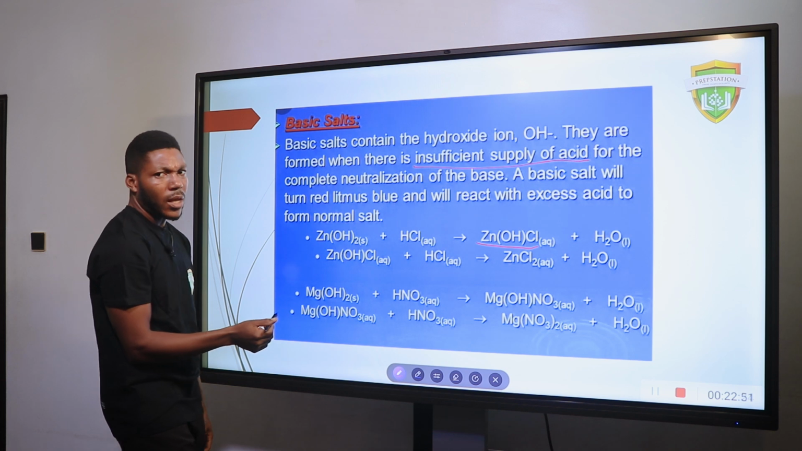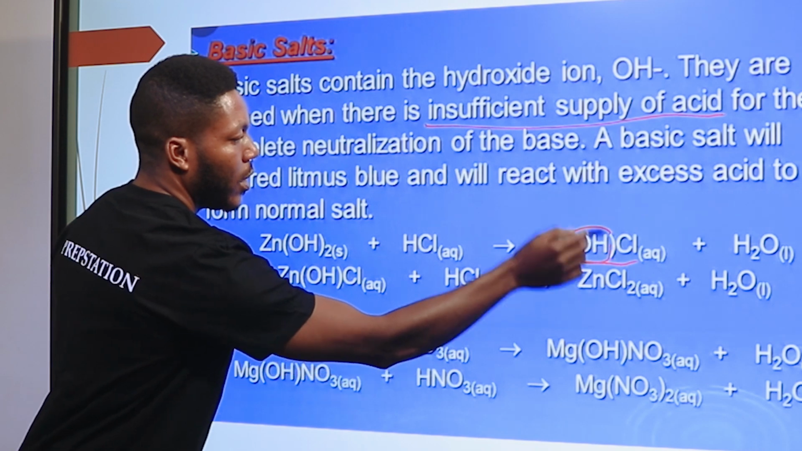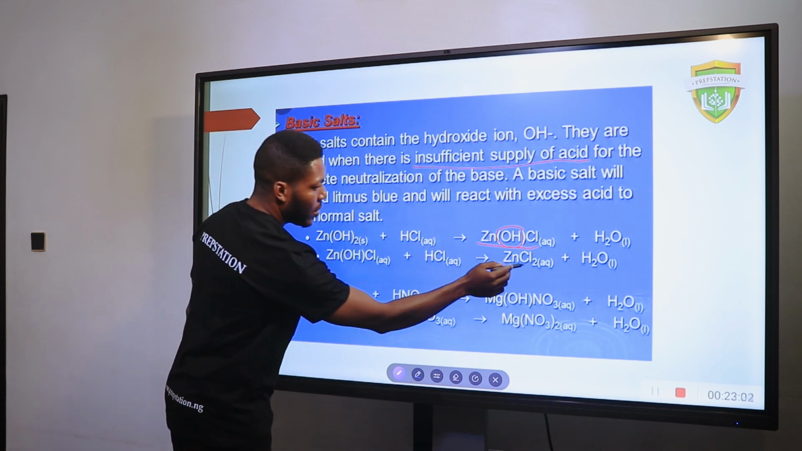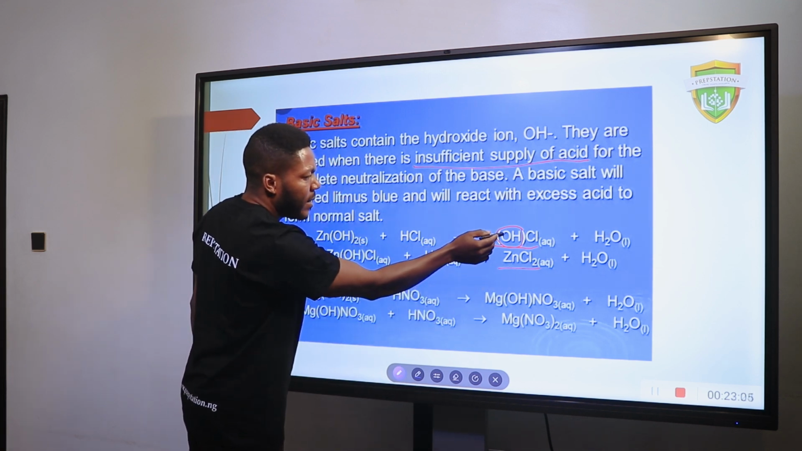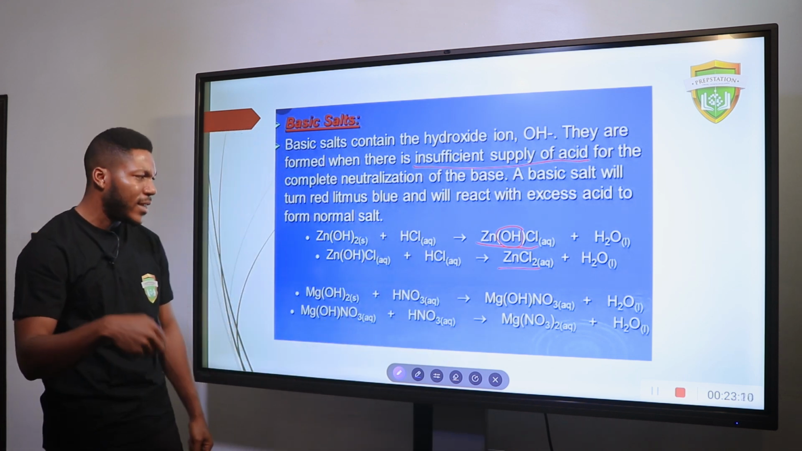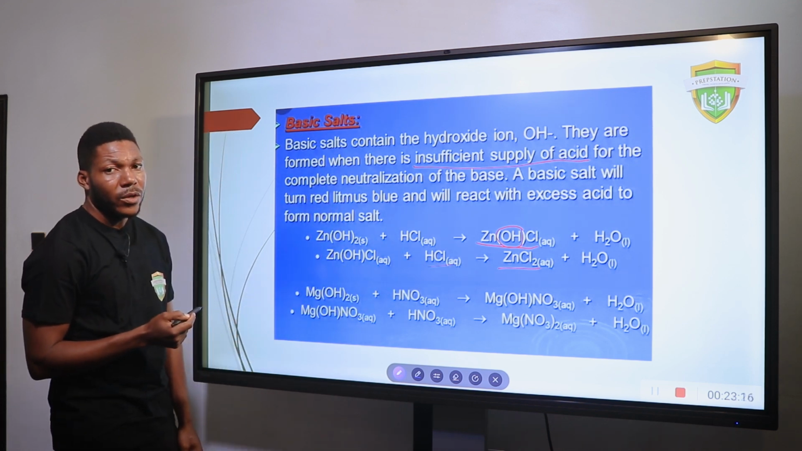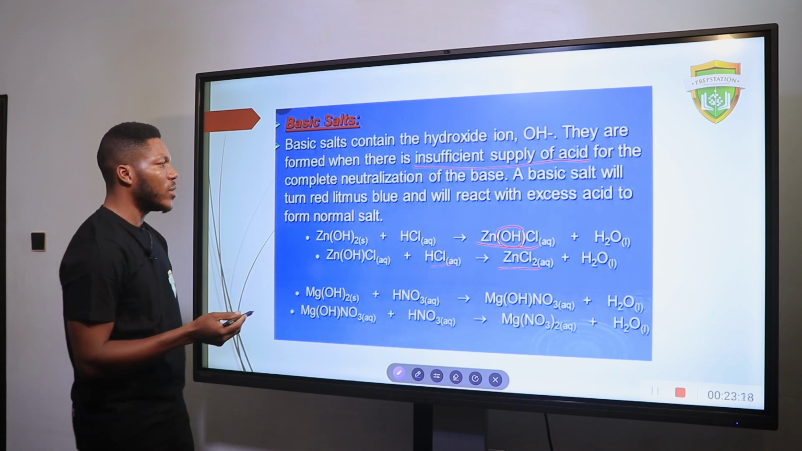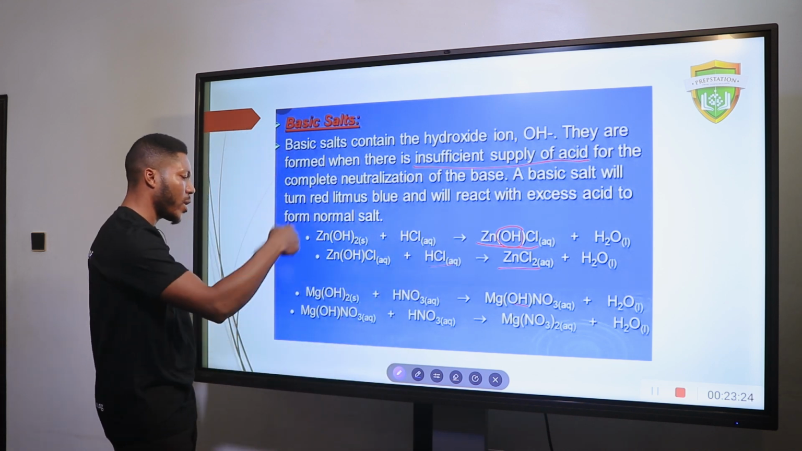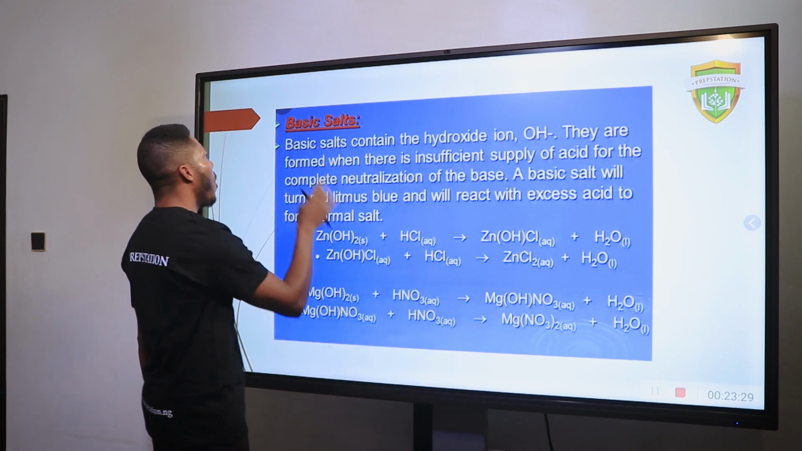Okay, basic salt. Now what makes it basic? Because of the presence of OH in this. That's the difference. As you can see now, this one here contains no OH. So from the basic, you have a normal salt. So a normal salt can be formed from a basic salt when it reacts with an acid. Is that okay? So the difference is that all basic salts must contain OH. This is a basic salt, this is a basic salt. And when the salt now reacts with an acid, what happens? It gives us a normal salt at the end of the reaction. Okay.